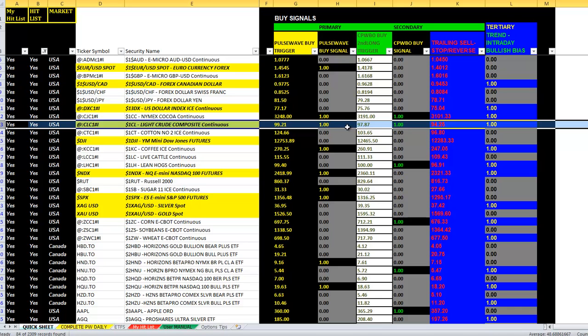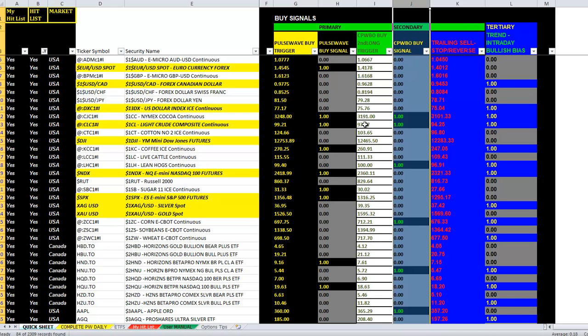Get in the habit of looking at the price triggers. A good thing to do is to see how far they are apart. Obviously, the pulse wave, even though it's a primary signal, is usually going to be the furthest away from the market. So what you probably are going to want to do is take the confirmed pulse wave breakout entry price first. Place that buy ticket first.